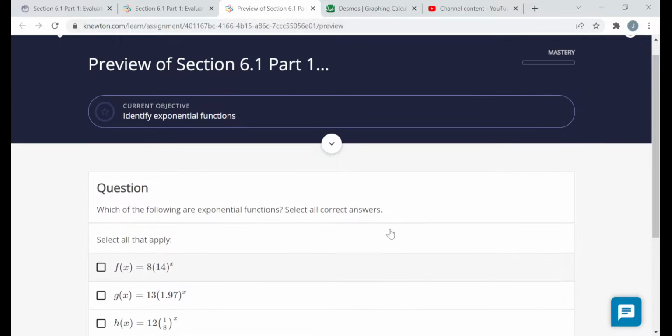Alright, so the first objective I'm looking at is identify exponential functions. Before I get into going through this part of this question here, let me talk about how they're defining exponential functions, which you'll see if you click on more instruction.